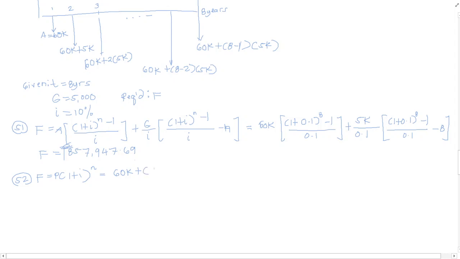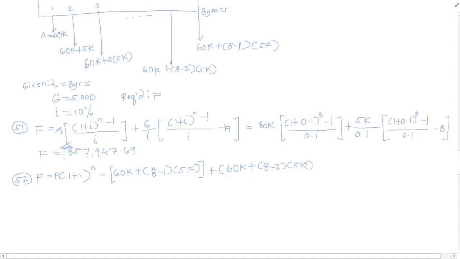8 minus 1 multiplied by 5k, so that is the future worth. Okay, so that will be the last, since it has no interest already. Plus for the seventh year, that is already 60,000 plus, for this one, that is the annuity for that, 8 minus 2 multiplied by 5k.